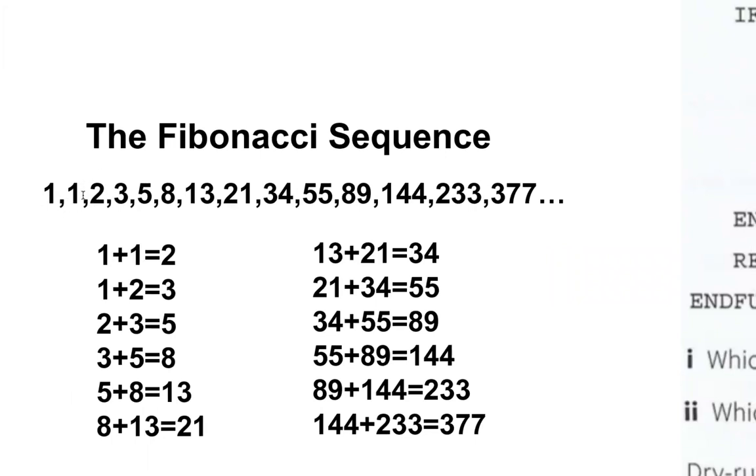How did I get three? I added one and two. How did I get five? I added two and three, and so on and so forth. So this is my Fibonacci sequence. Each third number is calculated by adding the previous two numbers.